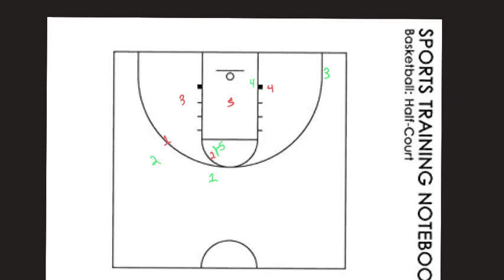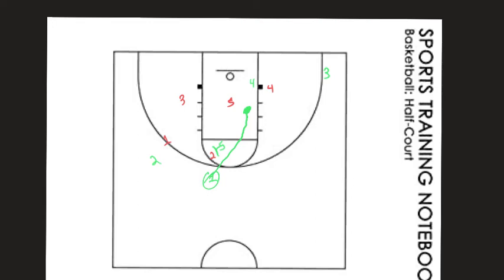Now the next thing we're going to do is we're going to look at what our options are. So 1's got the ball. So what we want 1 to do is to use the screen that 5 just set and break hard to the center. Now once player 1 gets to the center, they have about 3 options.